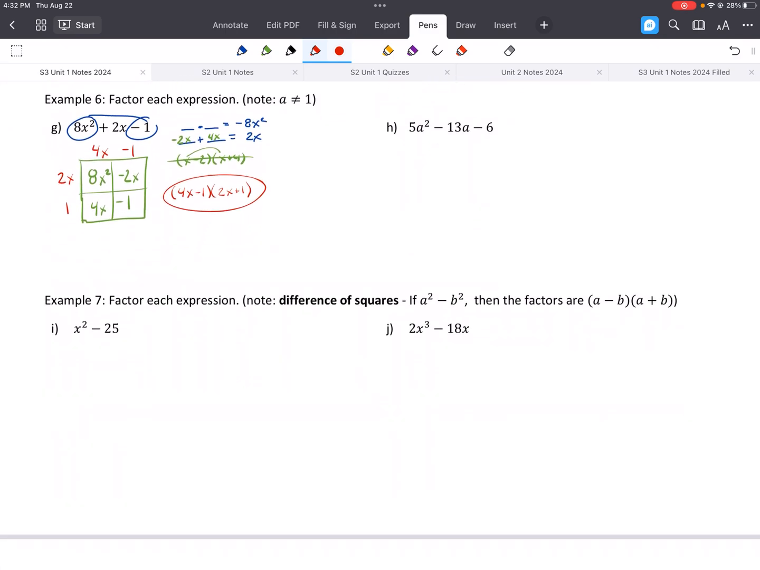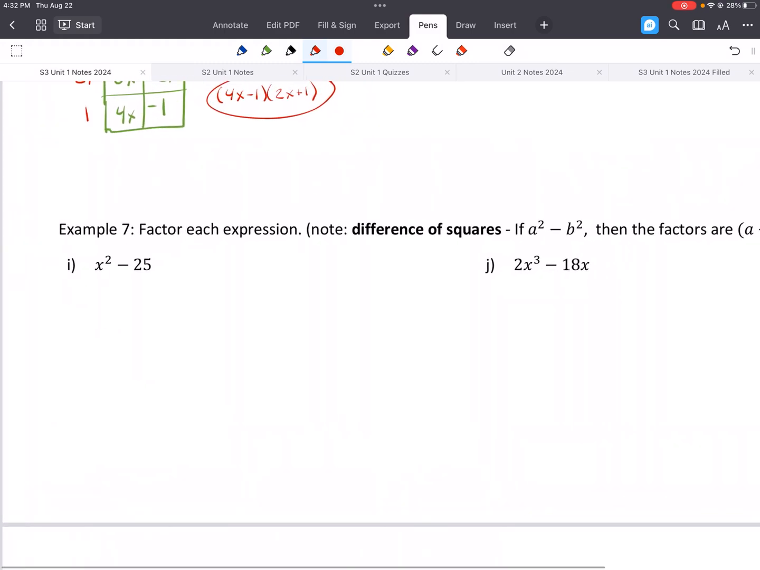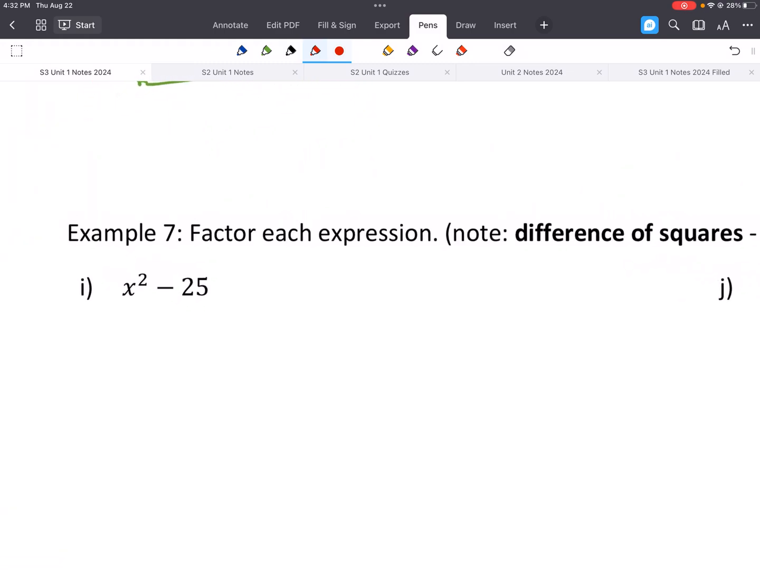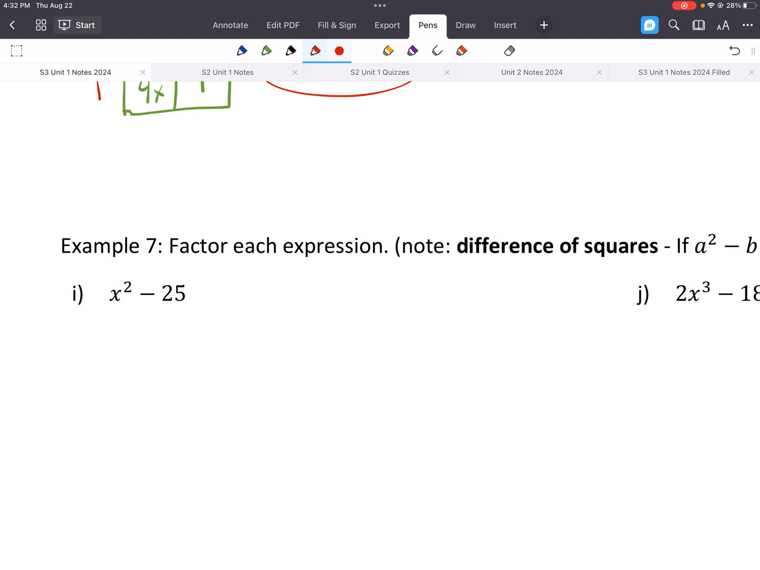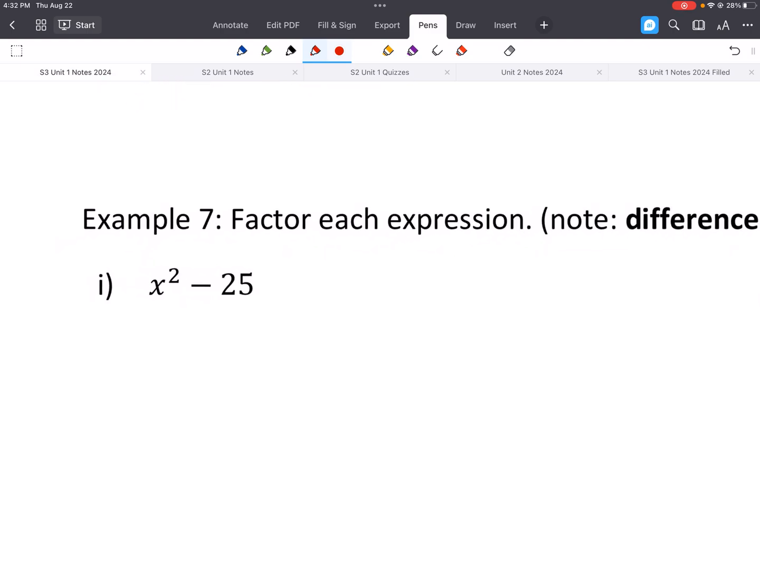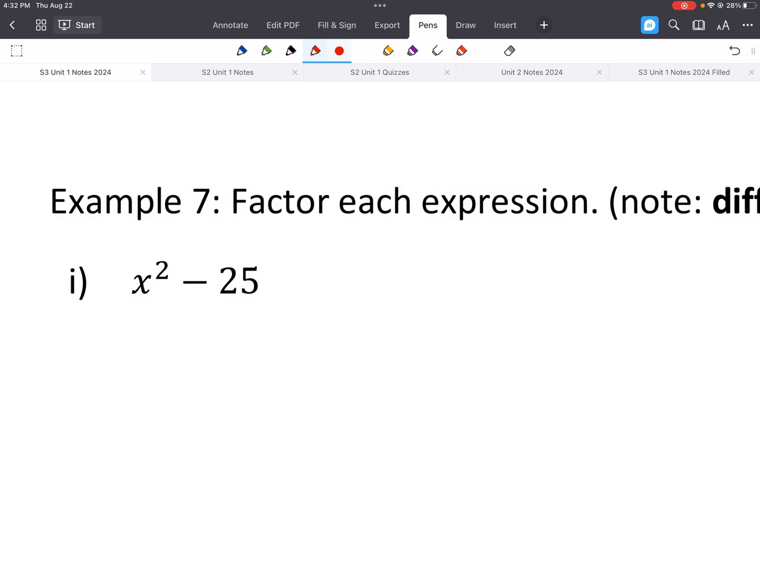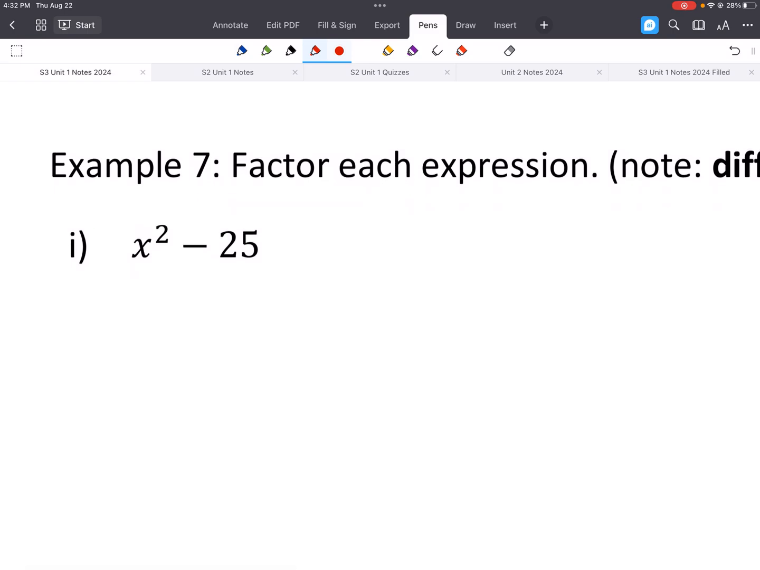All right, and then let's finish it up over here. This is the difference of squares. You are welcome to do it just how we did it before. Even for this one, a is 1, so you could just find the two things. Why don't we do it both, okay? First off, if it's the difference of squares, meaning this is squared and this is squared, right? 25 is 5 squared.